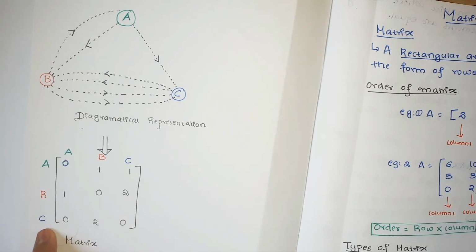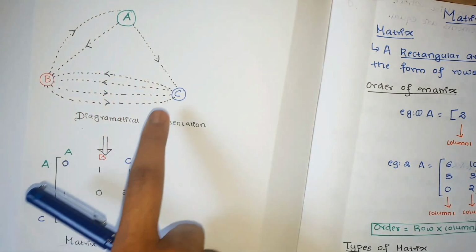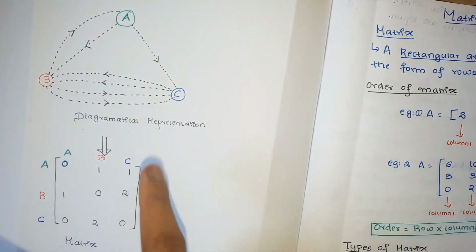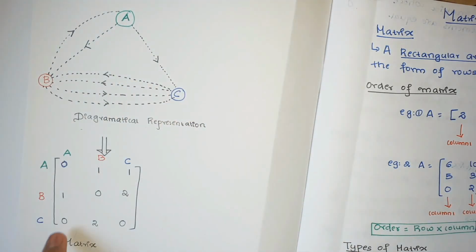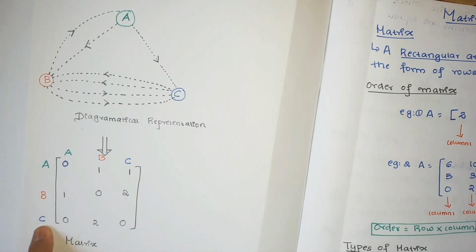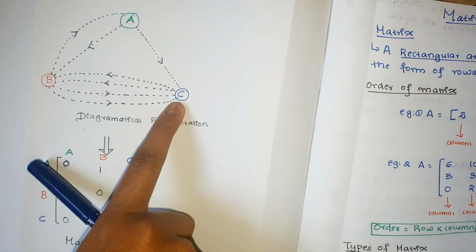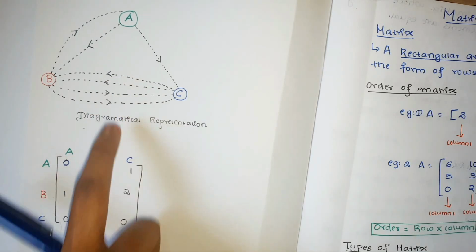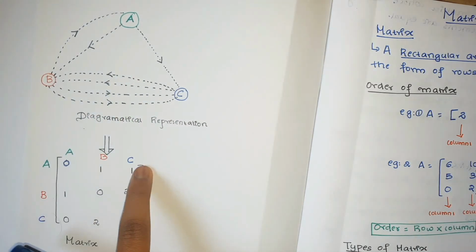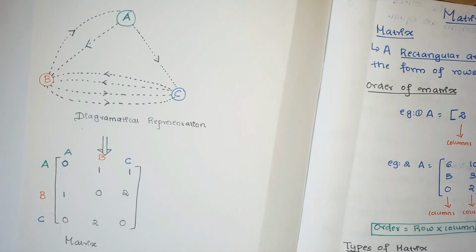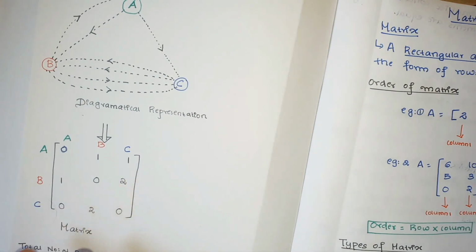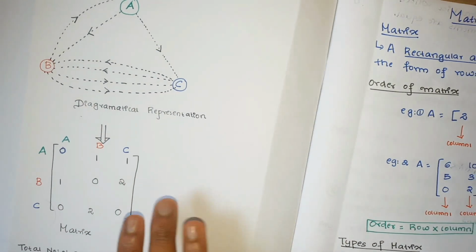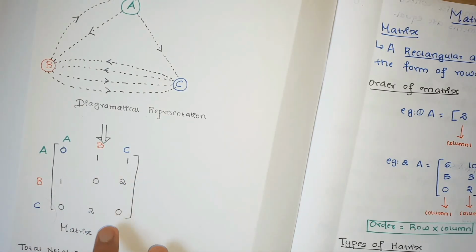Next is C to A. C to A is 0, because C is not passing the ball to A. Next is C to B. Again, two arrows, two times. C to C, we already put 0 for that. So this is what is known as a matrix. We are arranging this information in the form of rectangular rows and columns. That is what is known as a matrix.